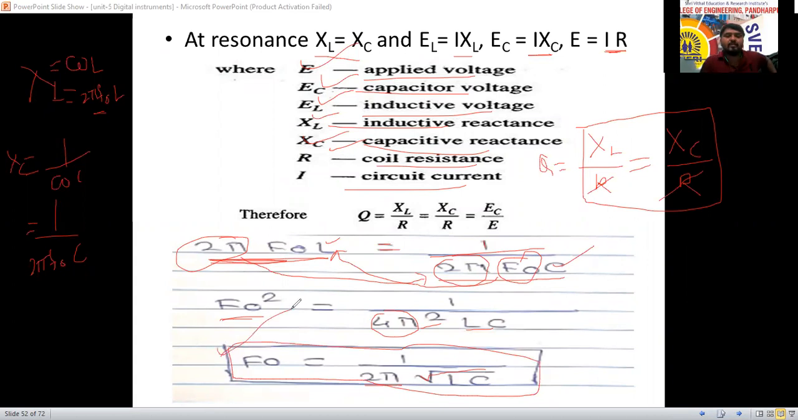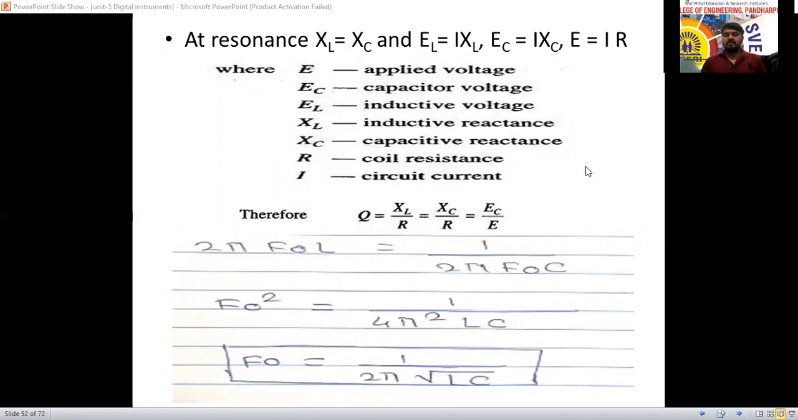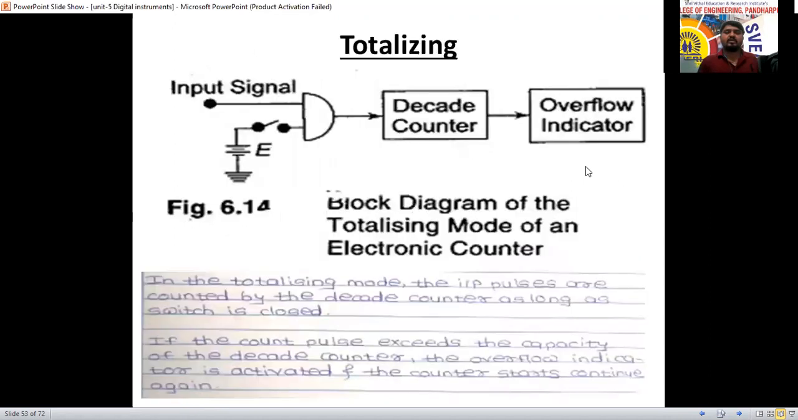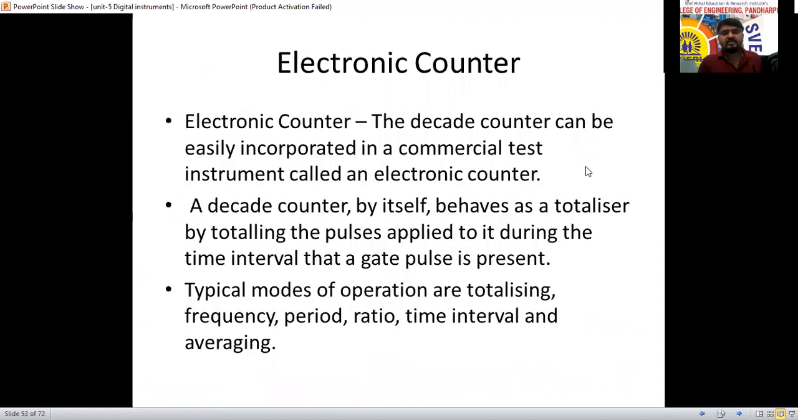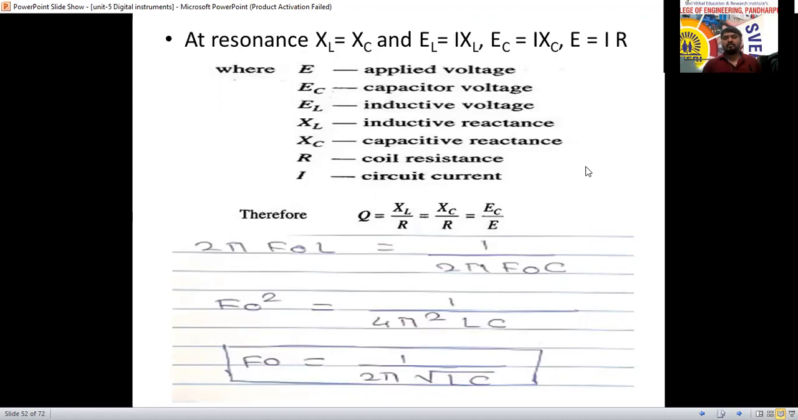So this is the simple expression for the frequency under resonance for the Q meter. Now it completes the Q meter. If you have any doubts, you can ask. In the next class, we will discuss the electronic counter, energy meter, and LCD and LED. There are 4 topics, so in one class we can finish that. If you have any doubts, you can ask me.